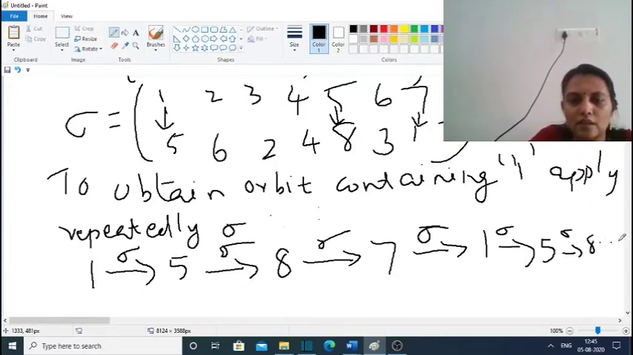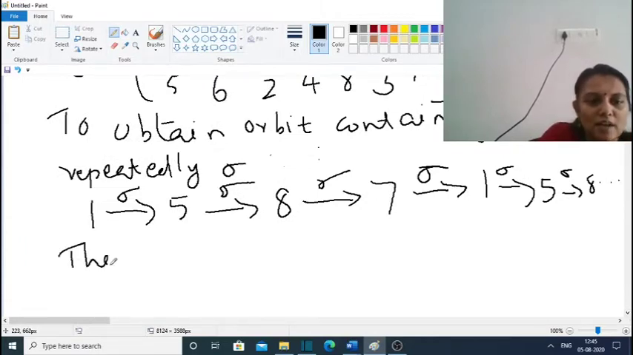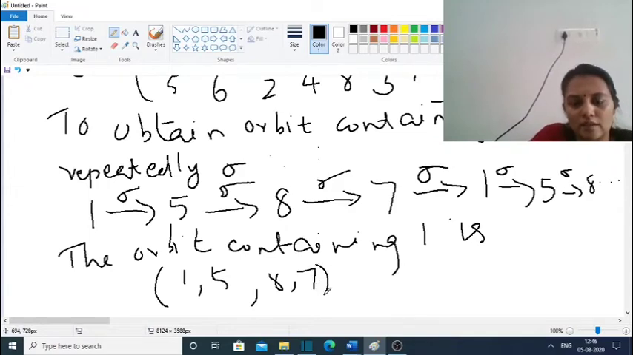1, 5, 8, etc. So the orbit containing 1 is (1 5 8 7), which is the same as (5 8 7 1), which we will learn later. So this is 1 5 8 7.